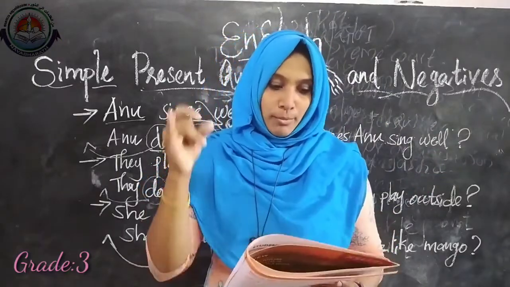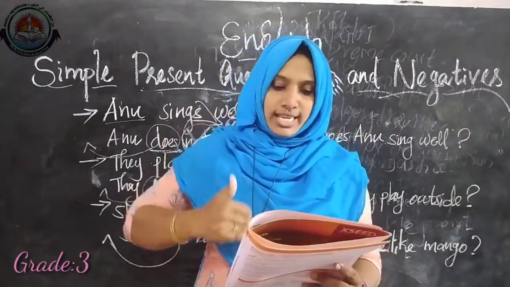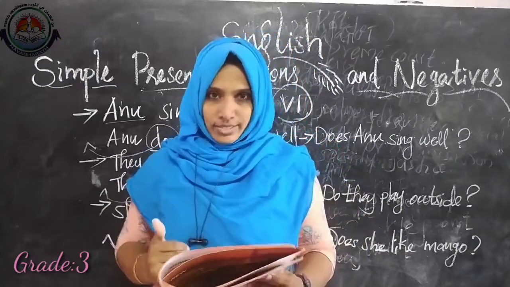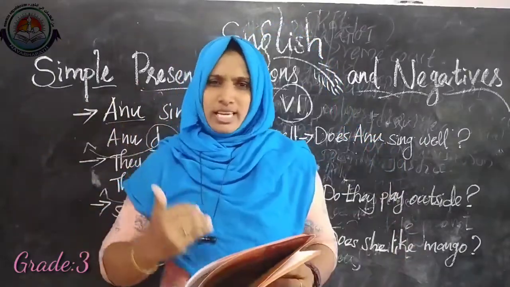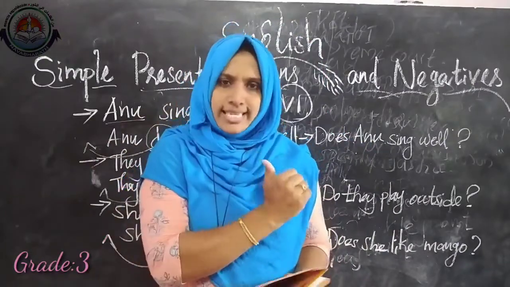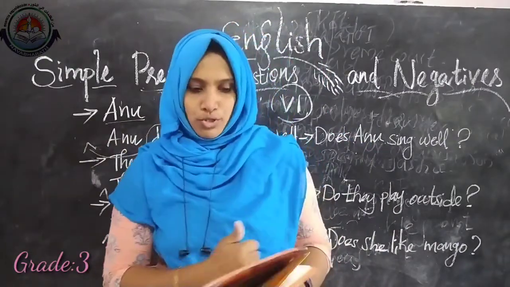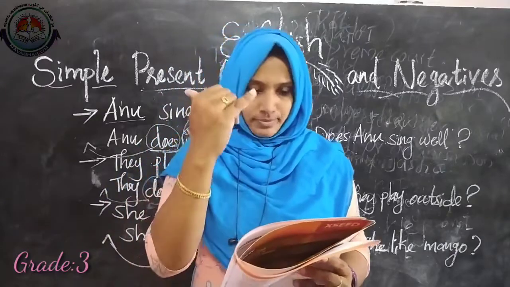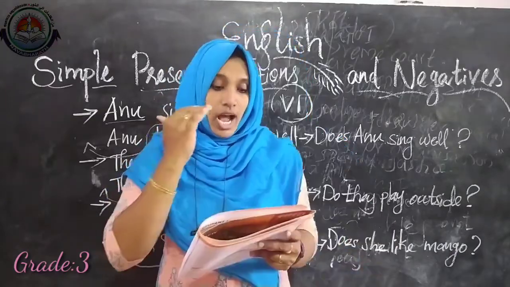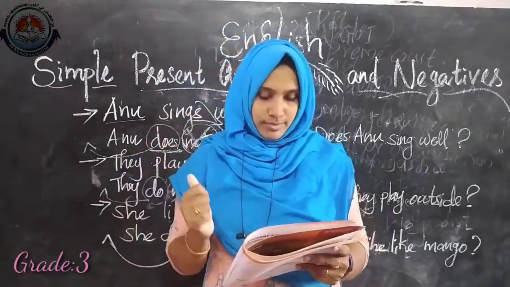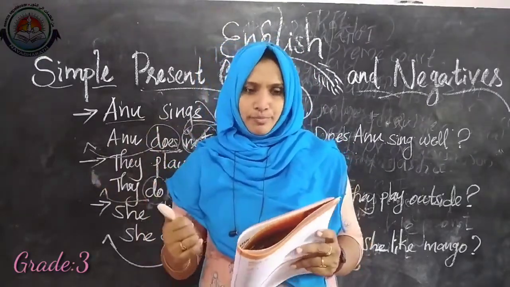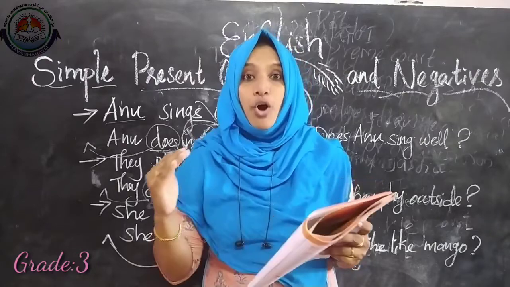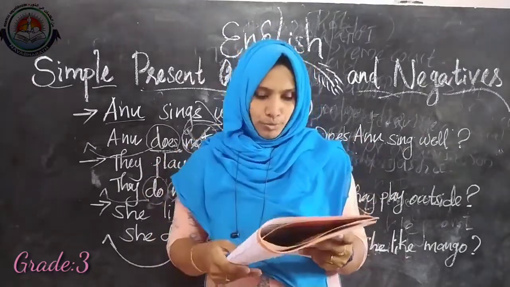Then see children, question number 2. Change the positive sentences into negative sentences. The positive sentence means it is always telling the truth. It is the simple sentence. That is what is meant by a positive sentence. So here one sentence is given: I like to watch movies. Yes, how to change this simple sentence into its negative form? Yes, I do not like to watch movies.